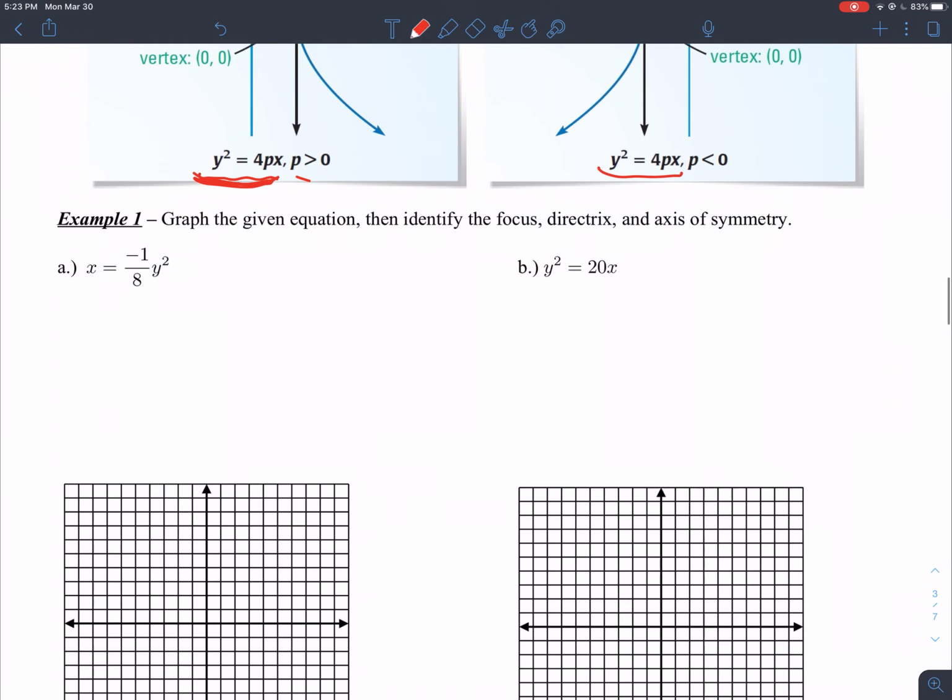All right, so let's jump in and do some. We're going to have three things we're doing here: graph some, write some equations, and then solve some problems. Okay, so let's do one.